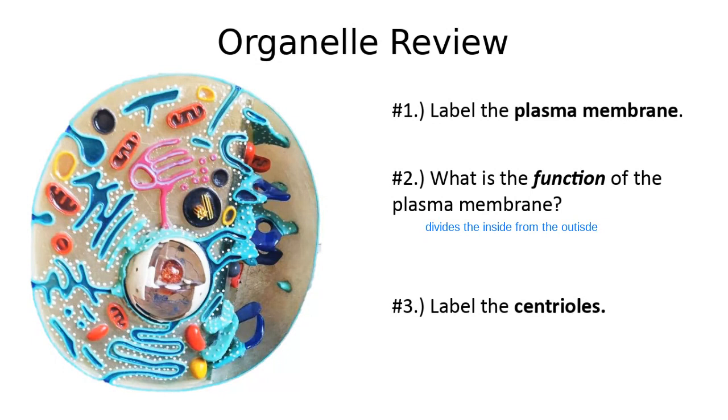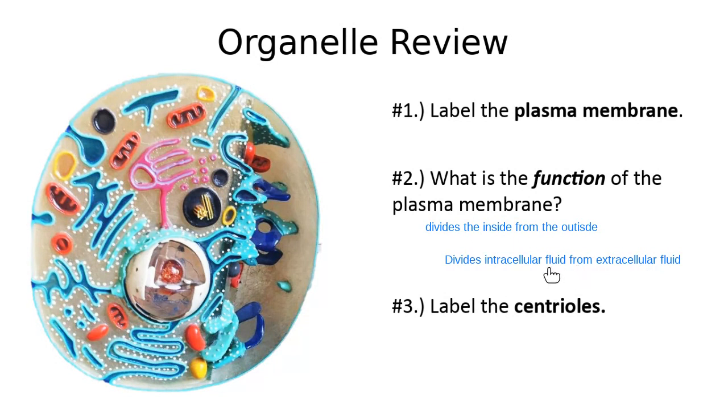But like several of us mentioned, the reason it's important for us to divide up the inside from the outside is because the fluid that's inside the cell is different from the fluid that's outside the cell. So we could be even more specific, and we could say that we divide intracellular fluid from extracellular fluid. If we want to be a little more specific about what the plasma membrane does, it divides the fluid on the inside from the fluid on the outside.